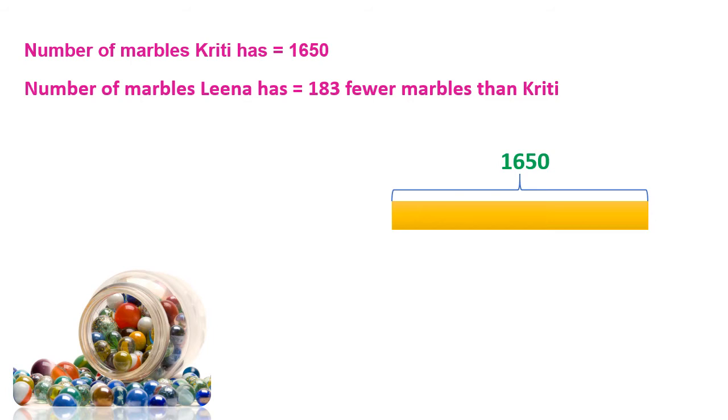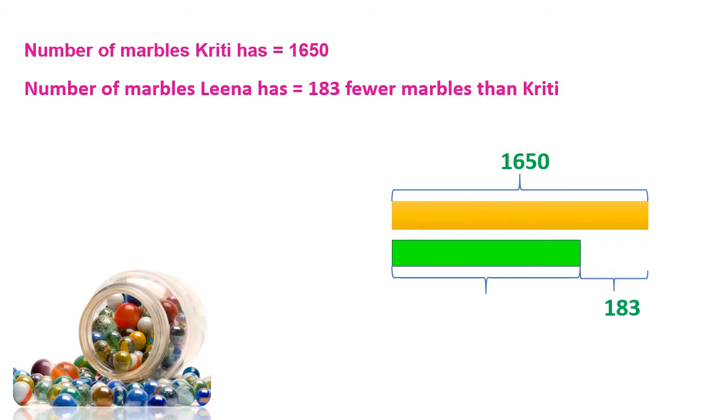That means here when we will draw a bar diagram, it will be shorter than the existing one. So this green bar is representing the number of marbles Leena has, and this is shorter than the yellow bar by 183. Now we have to find out this region of green bar in order to find out the number of marbles Leena has. So how we will find it out?